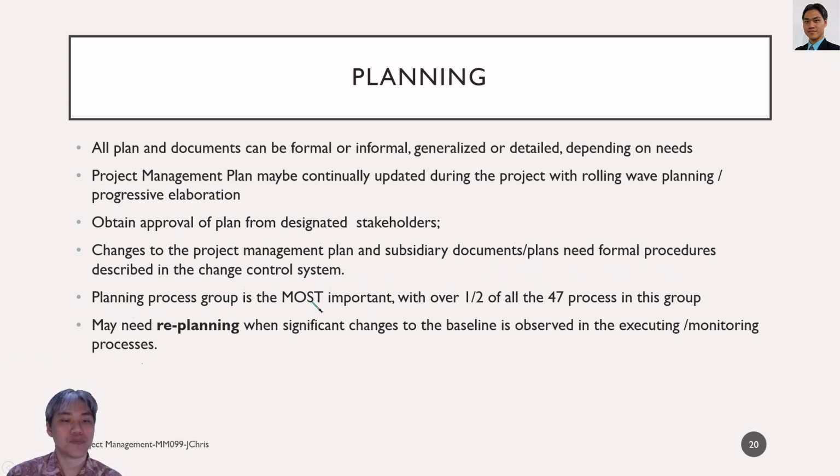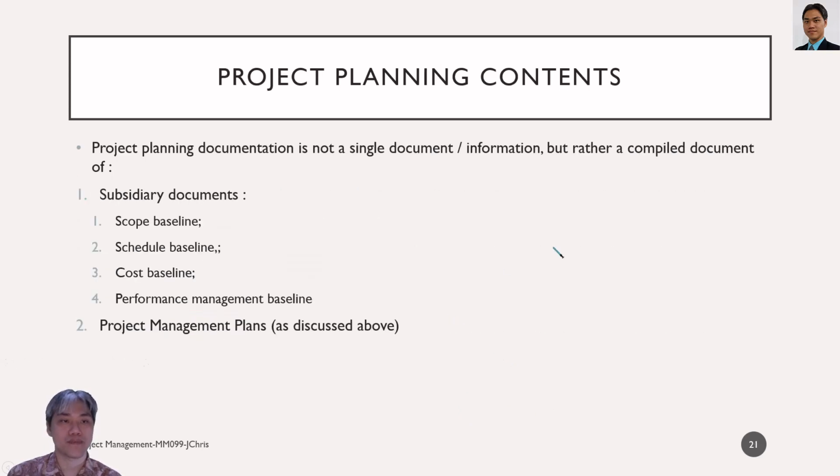And the planning process group is the most important, with over half of all the 47 processes in this group. Many need replanning. The keyword is here. So there's plan, and then changes, and then replanning again, when significant changes to the baseline are observed while the executing and monitoring process groups are underway.